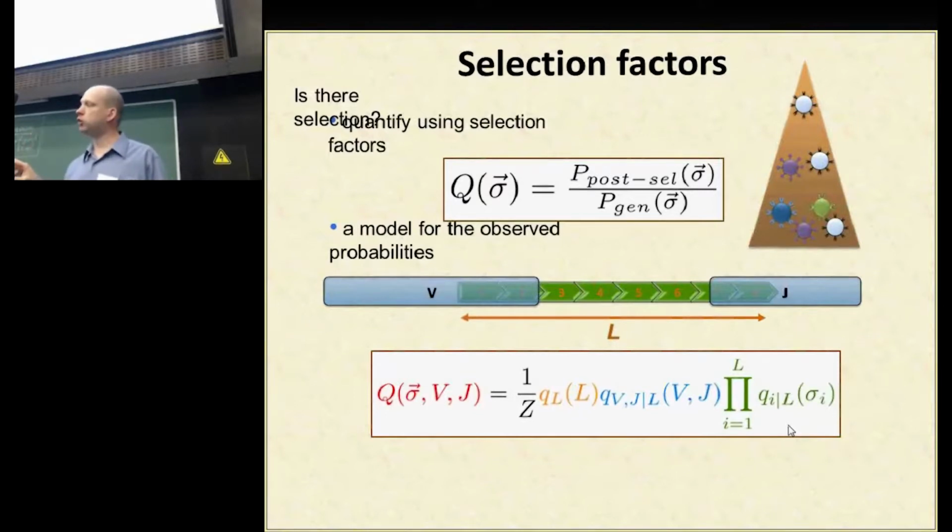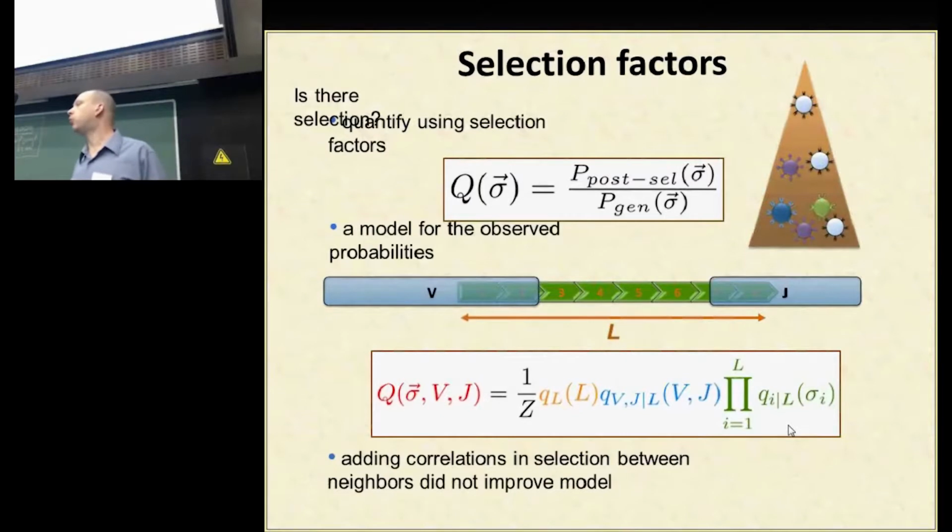But you can see that even here we assume that the amino acid content is independent, the selection factors, right? It gets selected from each position by itself. We actually also tried a bit more complicated models with a correlation between neighbors, and it did not improve the model much.